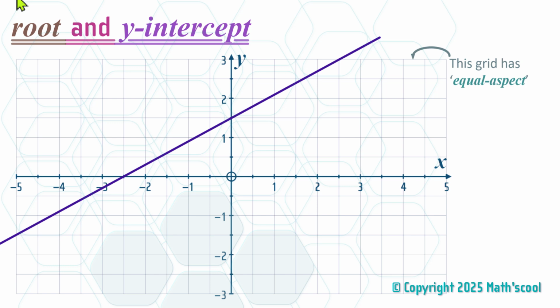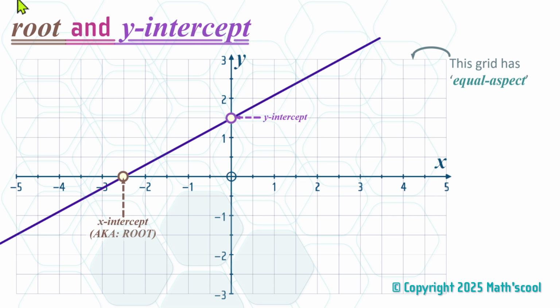The root and the y-intercept. Whenever you have a line, not always, but pretty much always, at some point it will cross the x-axis. That we would call the root or the x-intercept. And where it crosses the y-axis, we would call the y-intercept. So the root and the y-intercept are the points where it crosses the x-axis and the y-axis. Y-intercept is quite obvious, isn't it? That's quite self-explanatory. Intercepts the y-axis.